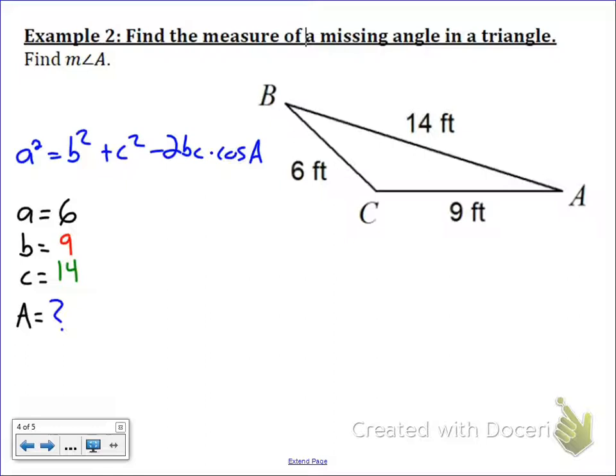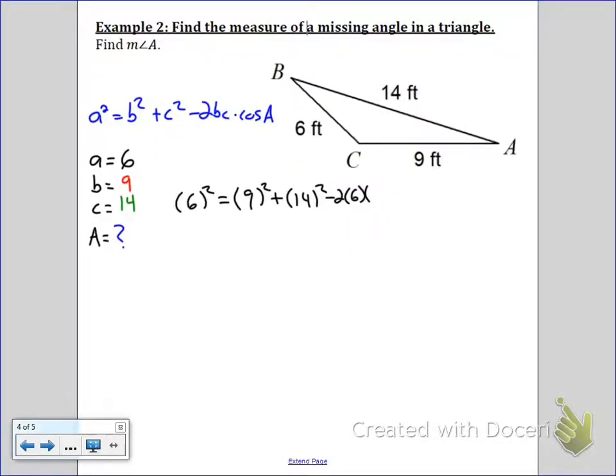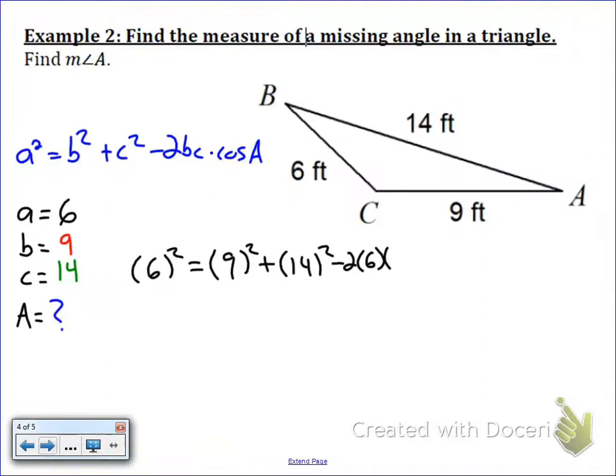So it's a squared, a is 6 squared, equal to b, which is 9 squared, plus c, which is 14 squared, minus 2 times a, which is 6, times b, which is 9, times c, which is 14, times the cosine of A. But again, I don't know what A is.